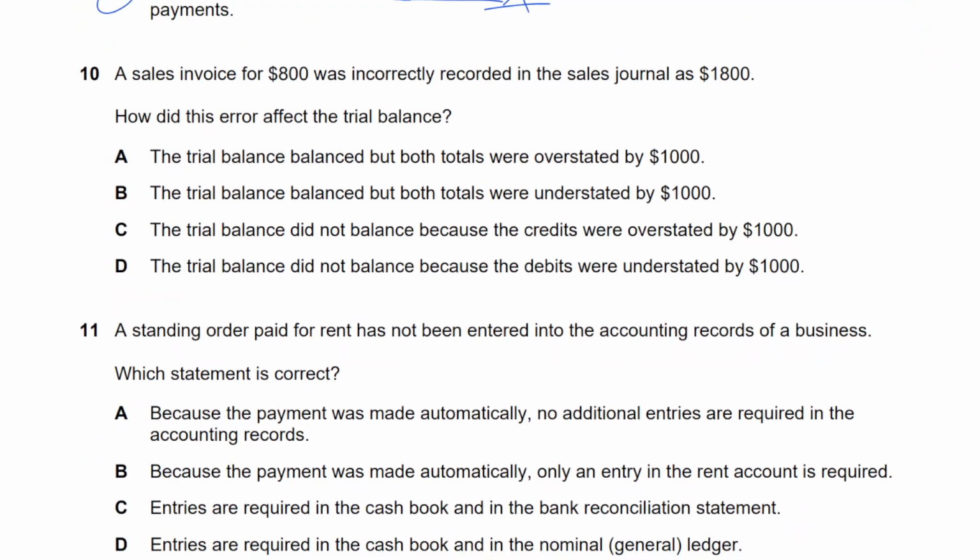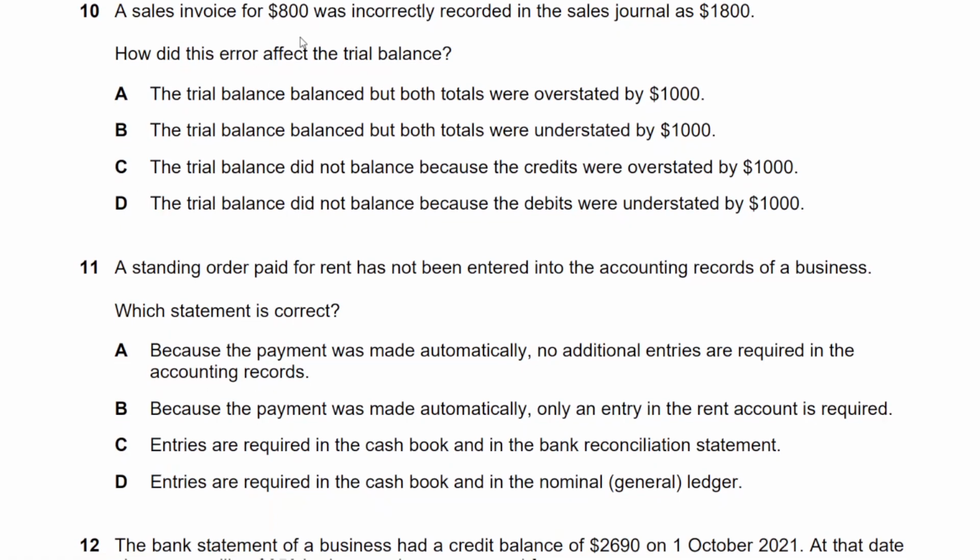Okay. Number 10. A sales invoice of $800 was incorrectly recorded in the sales journal as 1800. Okay. At first I didn't read that and I thought, well, what's wrong with it? Well, there's nothing wrong so far, but then it was recorded as 1800 instead of 800. That's the problem. How did this error affect the trial balance?